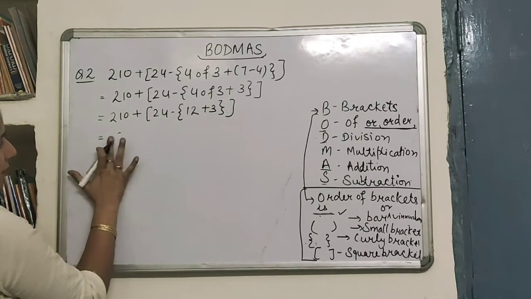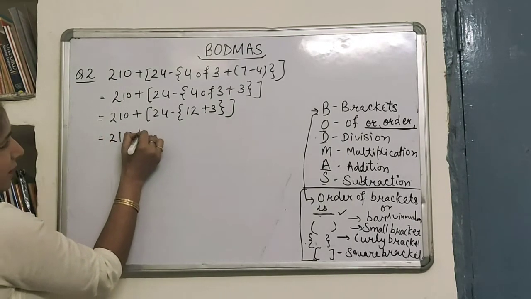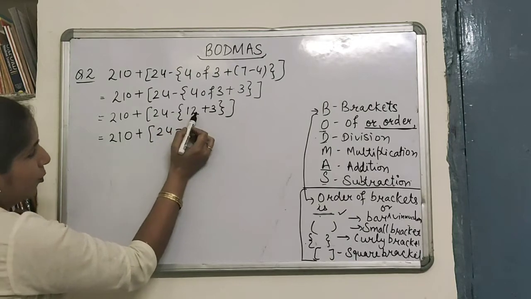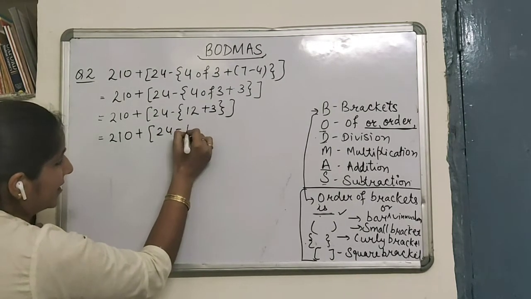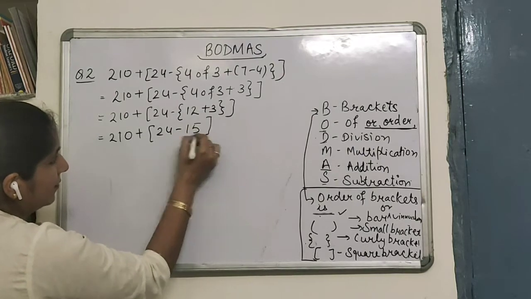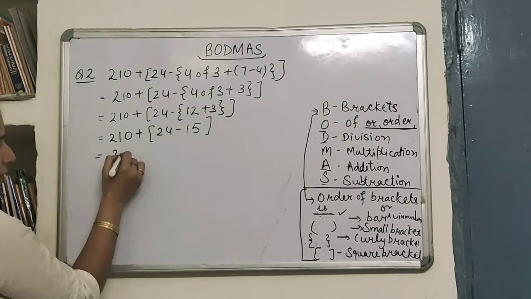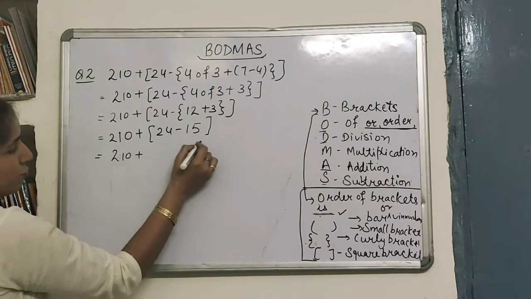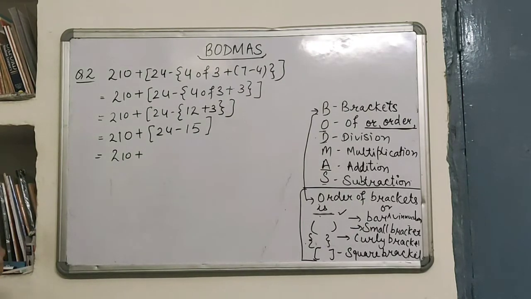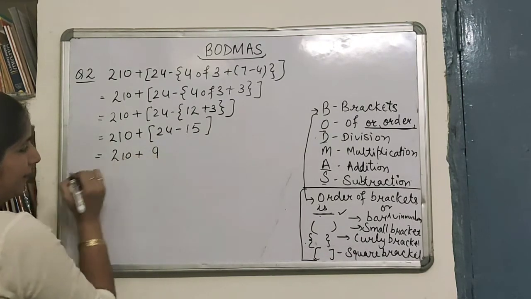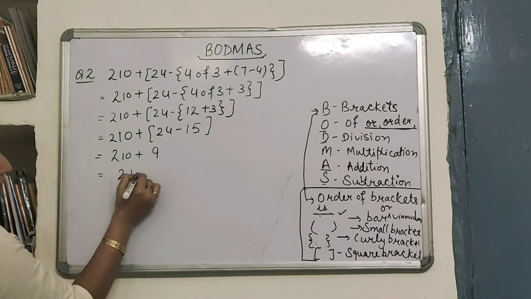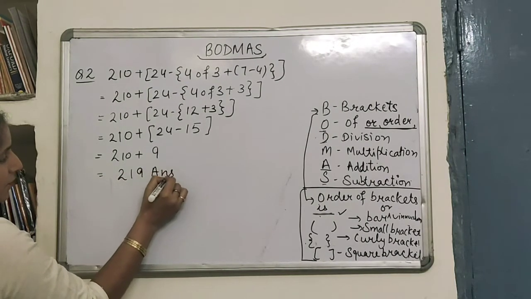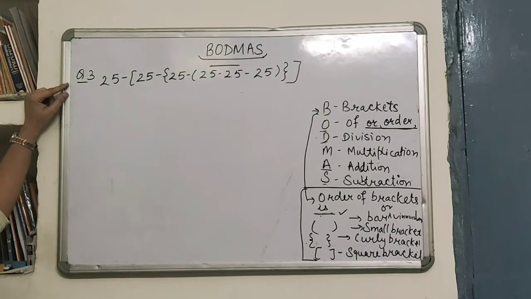Now 12 plus 3, the curly bracket, if we solve we have to add this, that is 15, and then the square bracket closes. Now 210 plus, now the turn to solve the square bracket. So 24 minus 15 you have to do, you will get 9. Now 210 plus 9, what will be the answer? 290. So now question number 3, students.